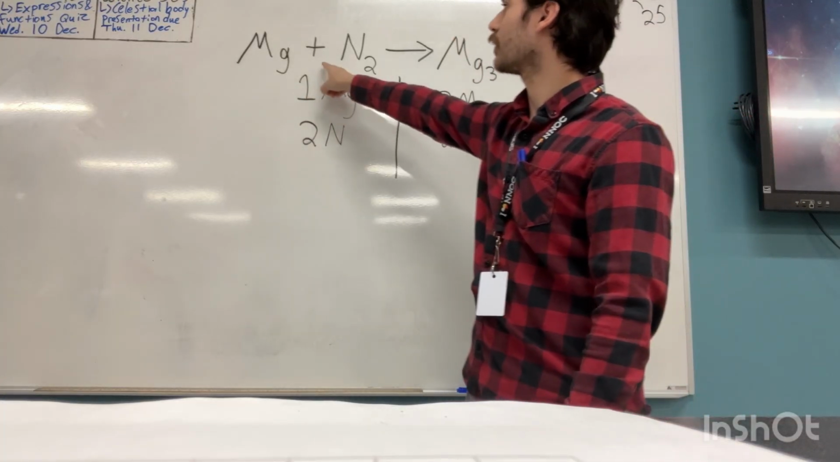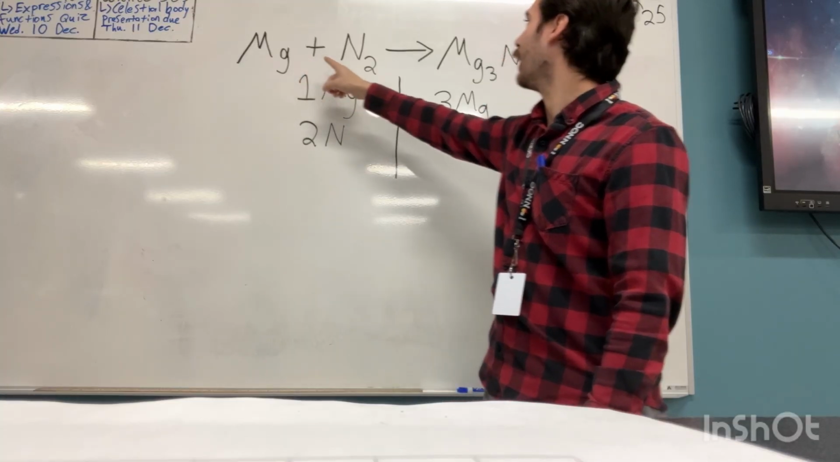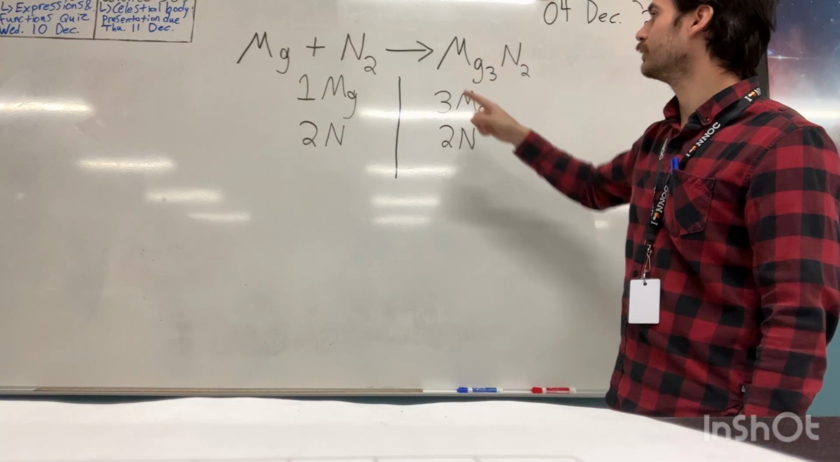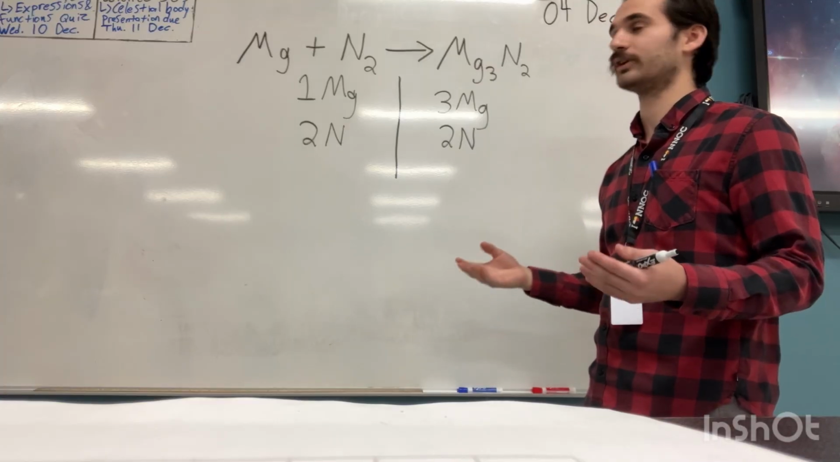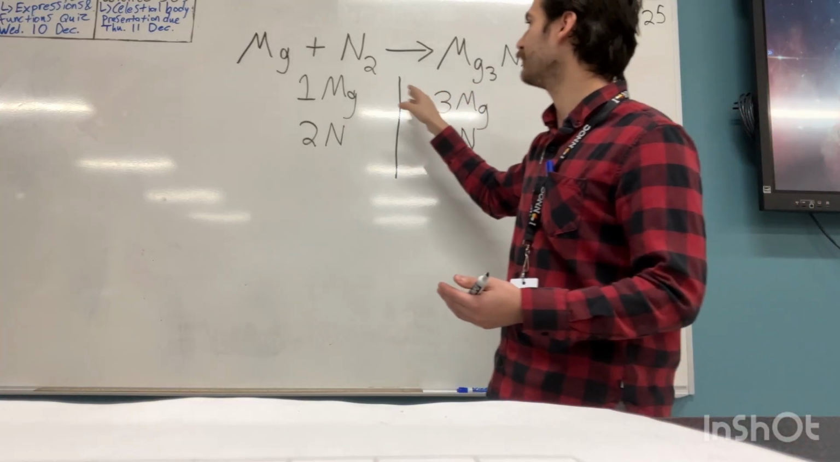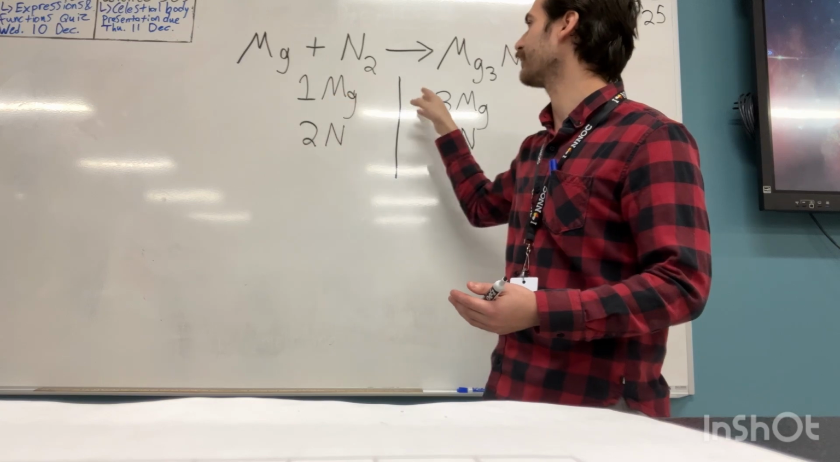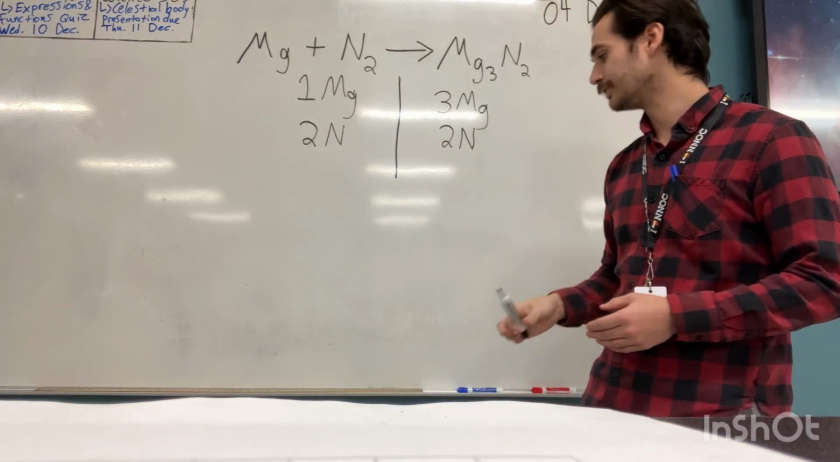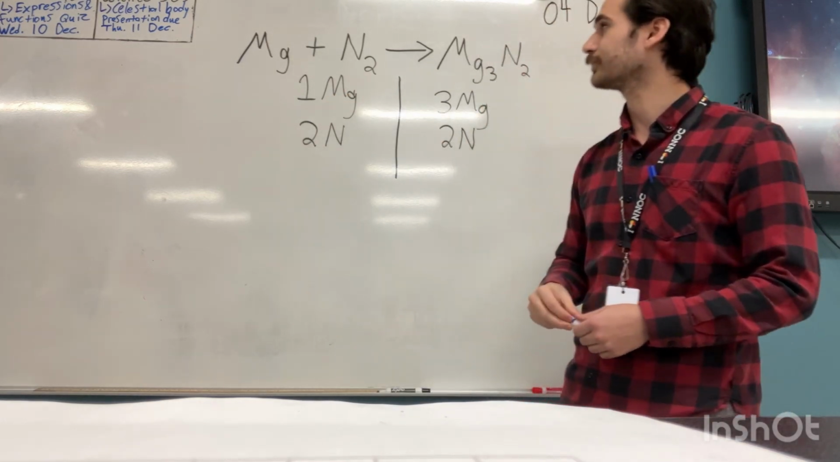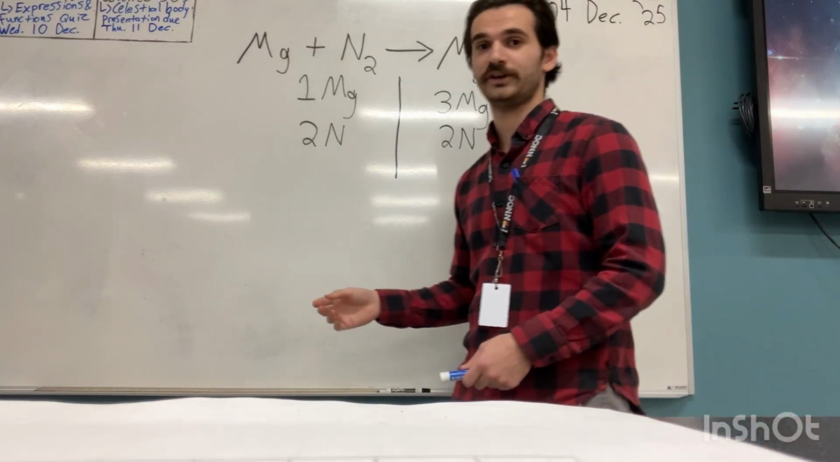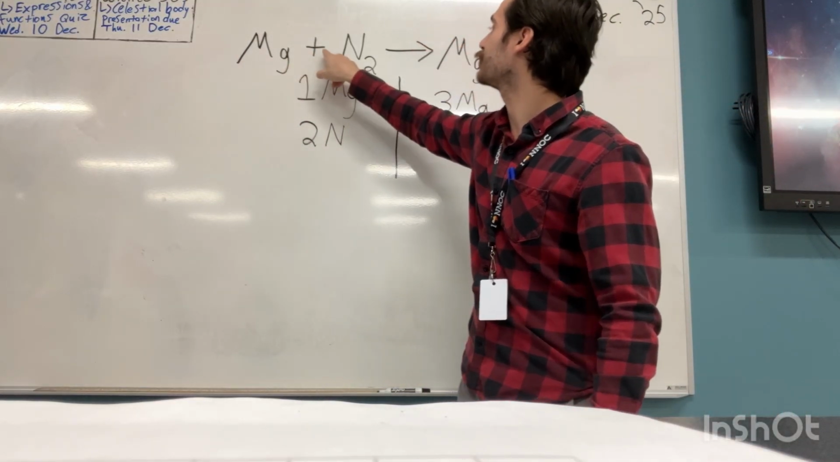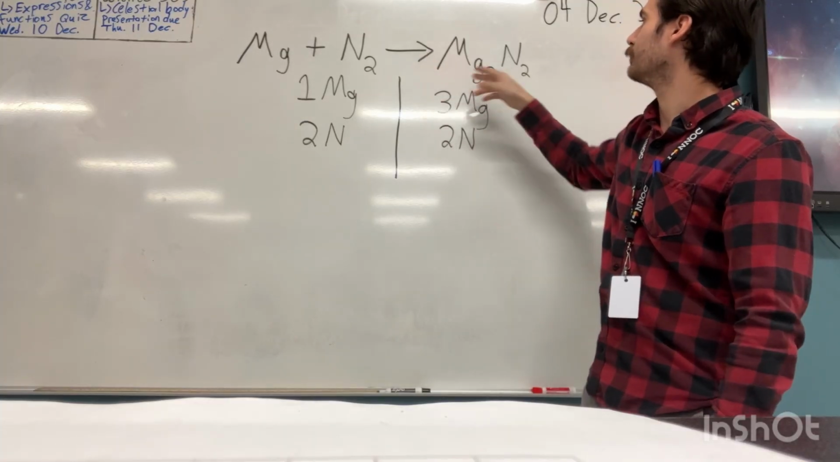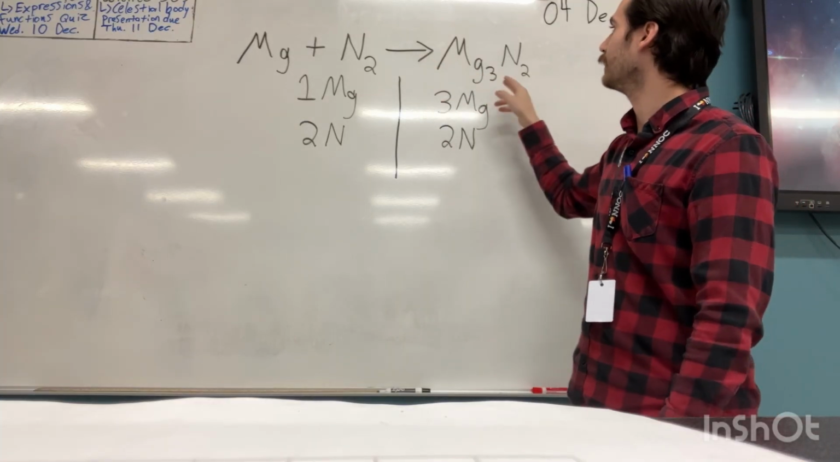That means I start with 1 magnesium atom and I'm going into 3 magnesium atoms. I can't create those magnesium atoms out of thin air. I've got to have these numbers be equal on either side of the line. The only thing I can do to make sure that the numbers are the same is change the coefficients. The coefficients are the numbers that are in front of each type of molecule or particle in the reaction.